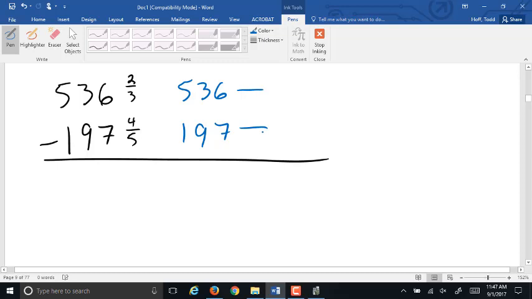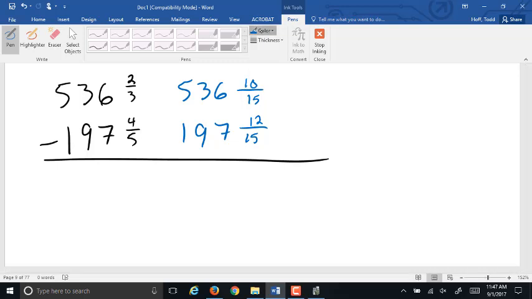We still need a common denominator. We have 3 and 5. What's the common denominator going to be? 15. Good. What's this top numerator going to be? 10. 3 times 5, so 2 times 5. What's this numerator on bottom going to be? 12. Good. 5 times 3, so 4 times 3.